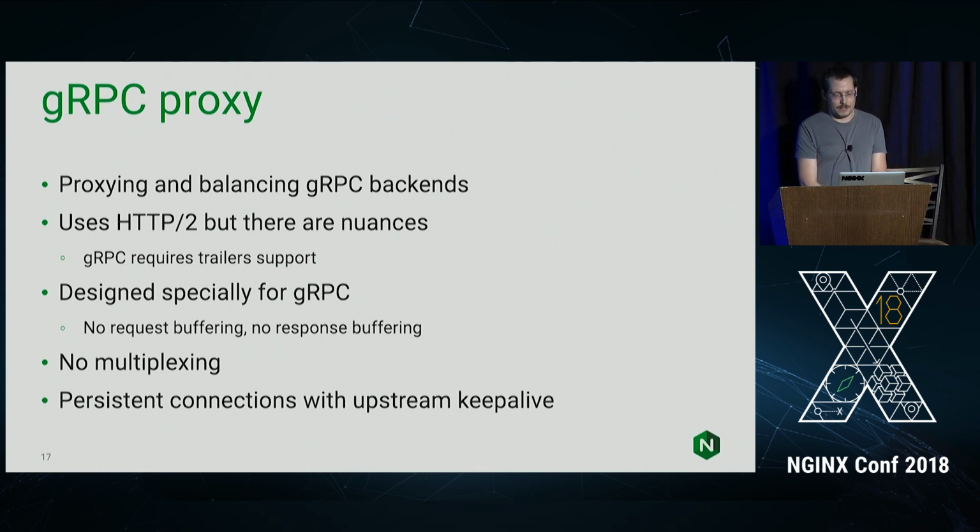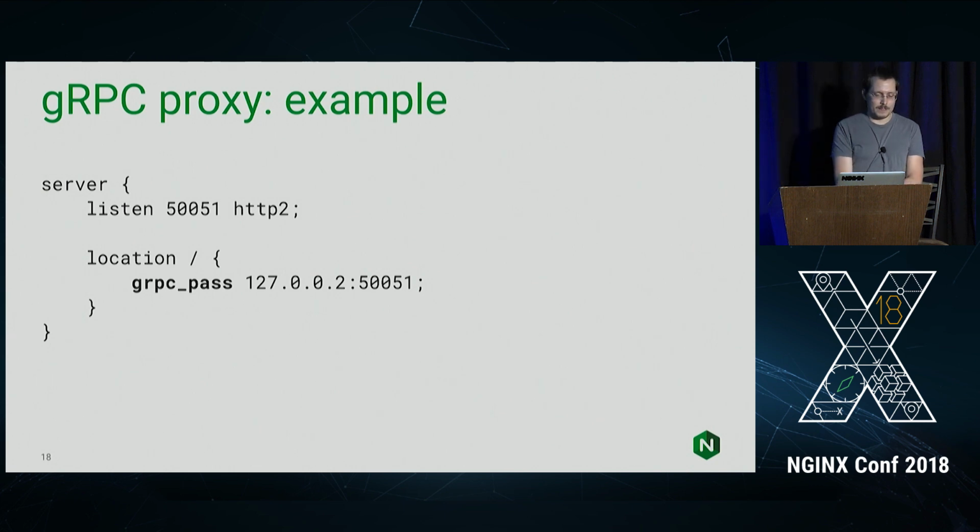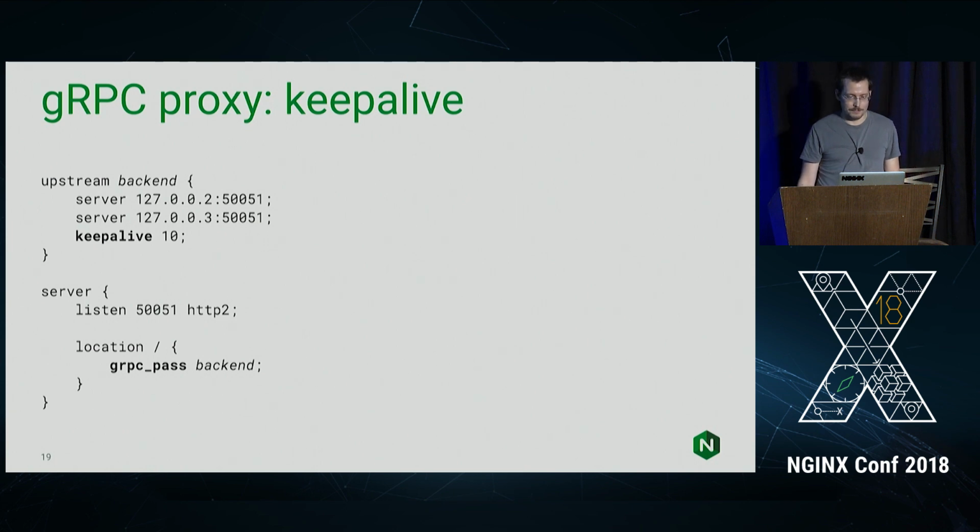To keep code simple, it currently provides no request multiplexing, so each request uses its own connection. And much like with other proxying modules, by default there is no keepalive. Persistent connections can be configured using the upstream keepalive module. Here is an example of how to configure simple gRPC proxying. Much like with normal proxying, you just define a location with grpc_pass instead of proxy_pass. And here's how to configure keepalive. In the upstream block, you just use the keepalive directive.